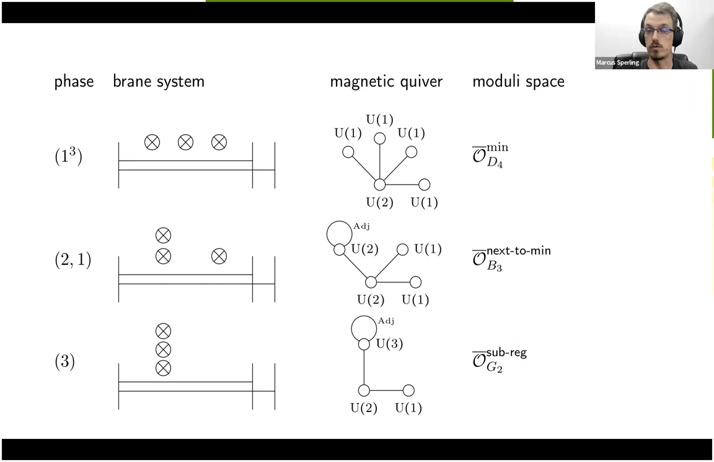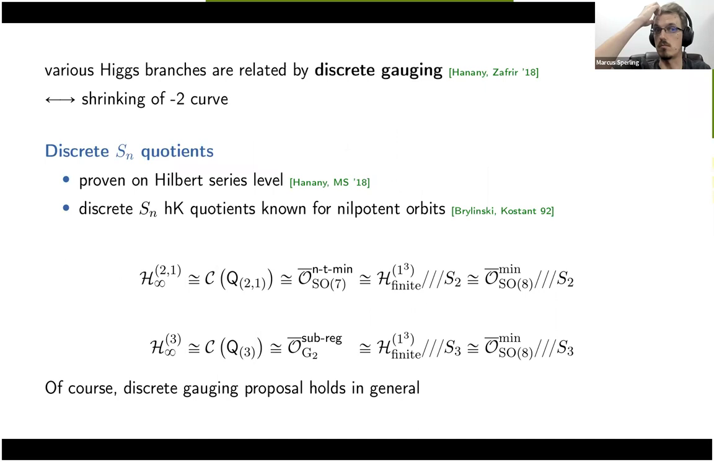Now, why am I telling you this? Because this is one of the typical phenomena in the 6d magnetic quiver business. We basically had theories which are defined on a -2 curve. If we go to infinite coupling, we shrink this -2 curve to zero size. And then the corresponding effect has been called discrete gauging in a work in 2018. And then we know essentially what this discrete gauging means. It's just a discrete hyperkähler quotient.